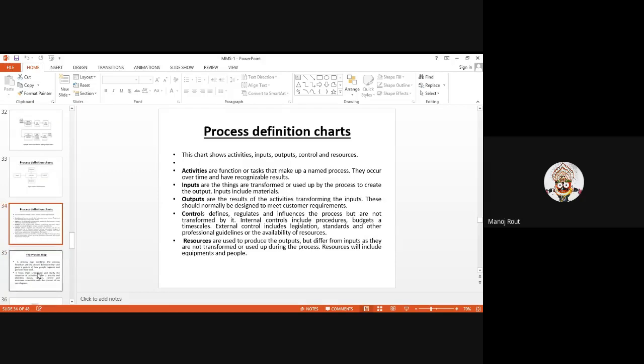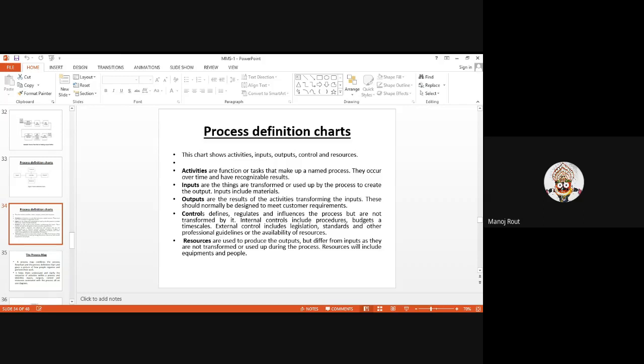The next one is the process definition chart. This chart shows the activities such as input, output, control, and sequence, as I already discussed in the previous slide. Activities are the functions or tasks that make up a named process that occur over time and have a recognizable result.